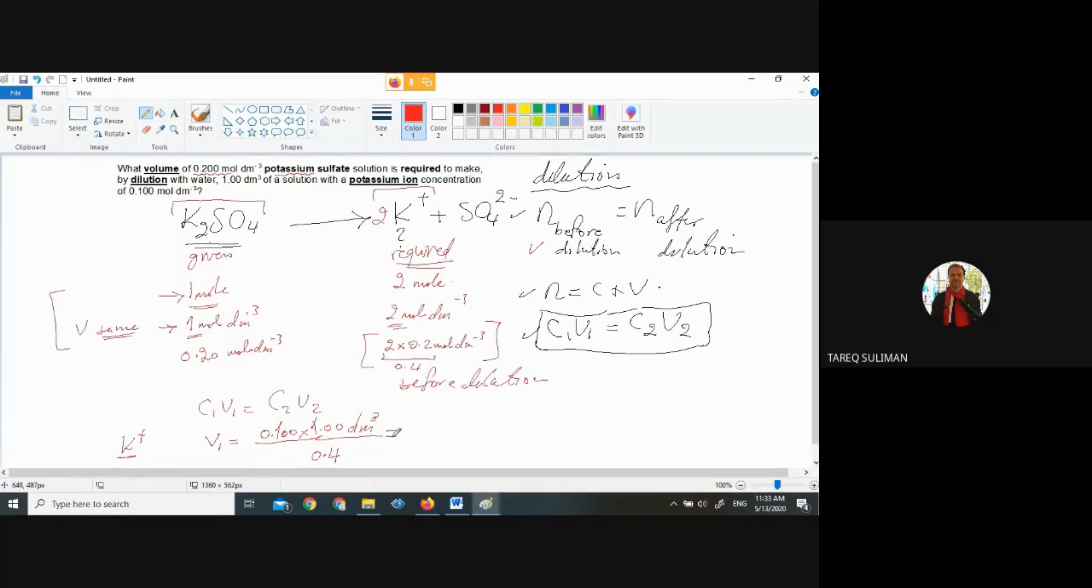So what will the answer be? 1/4, it is what? 0.25 decimeter cube, which equals 250 centimeter cube. This is the answer.